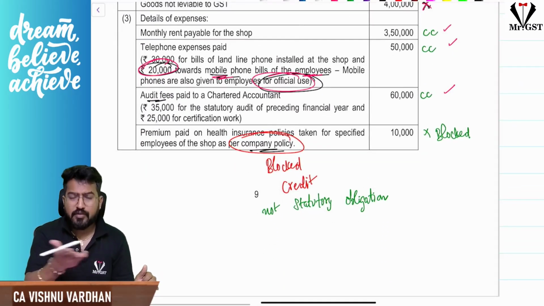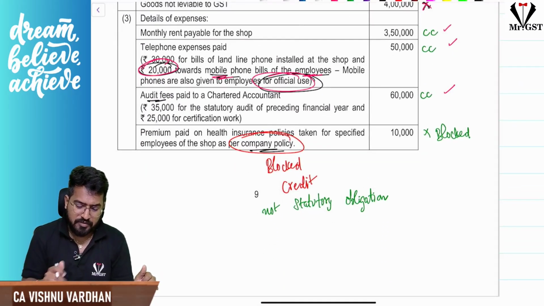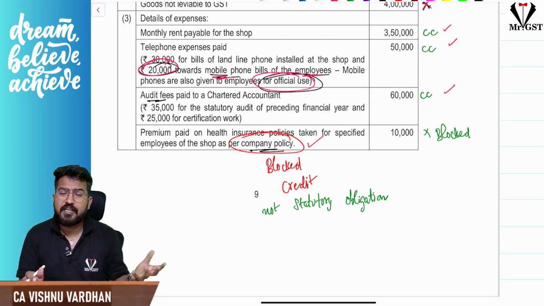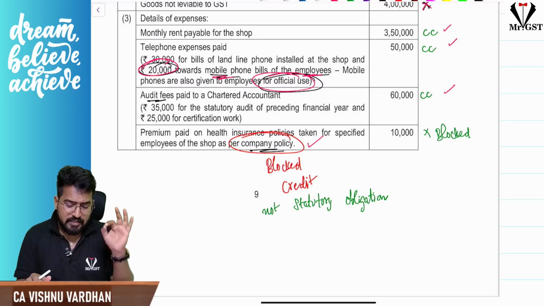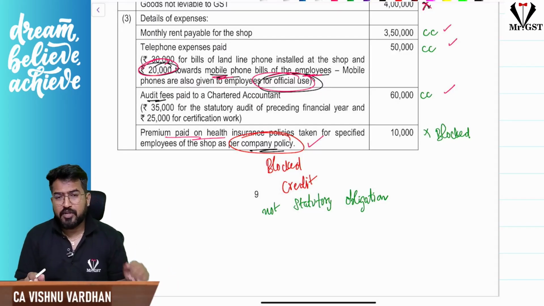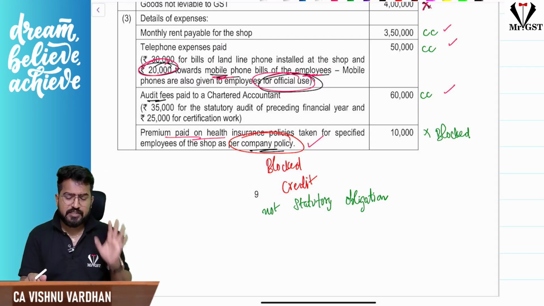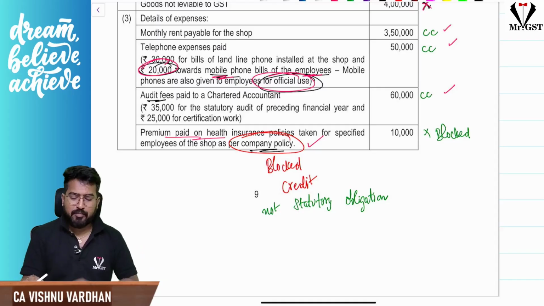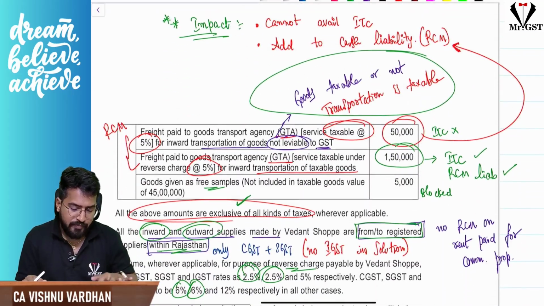And as we have already seen in the 35 MCQs quick revision, company policy, internal policy, all these things are not required. Statutory obligation: why are you paying insurance for the employees, health insurance or life insurance? If that is a statutory obligation, now you can take ITC. But this is not a statutory obligation, sir. This is a company policy. Credit is blocked. Right.